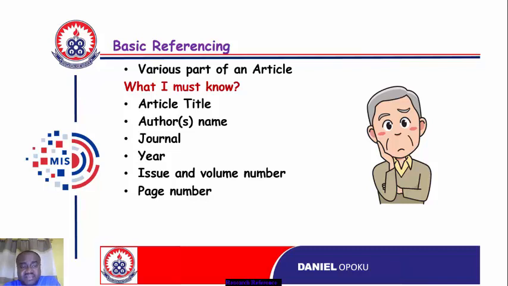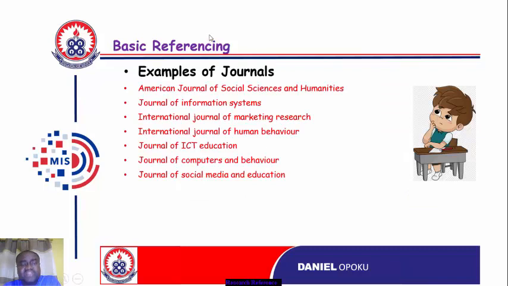Sometimes you can get an article without a name. When it happens that way, there's no need for you to use the article because you cannot reference such an article. Okay, right. So now let's continue. This is an example of journals, the places where people publish their articles. Anytime you get an article, you see where the article is published at the top of the article. That is called the journal.